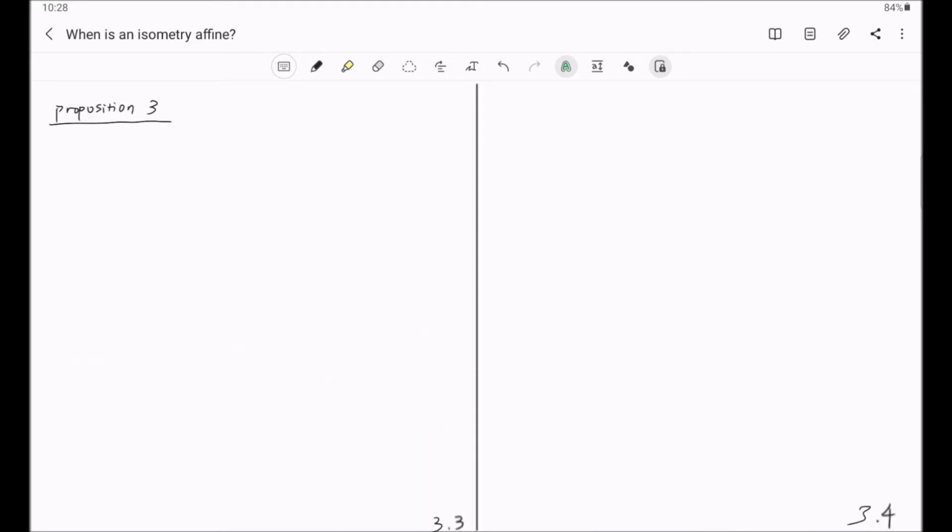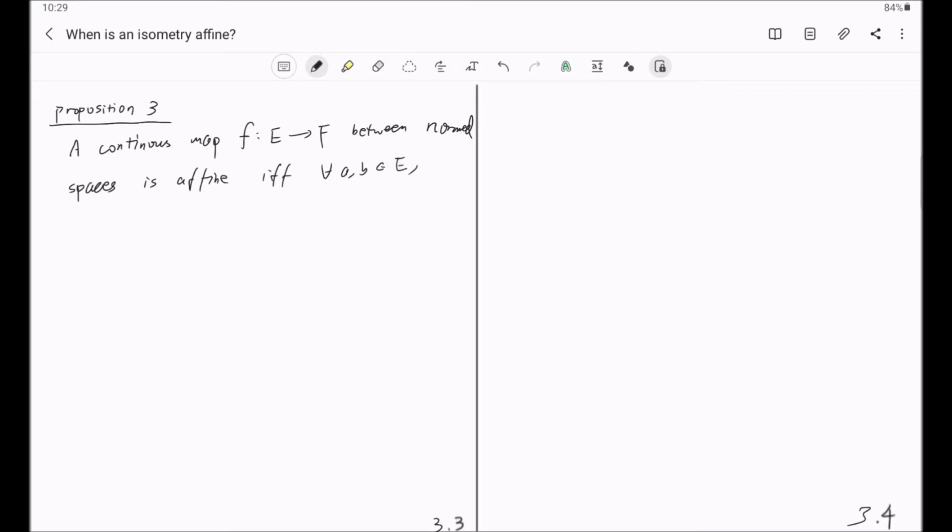So let me state this as our proposition 3. A continuous map f from E to F between normed spaces is affine if and only if for any A, B in E, f of (A plus B) divided by 2 is equal to (f of A plus f of B) divided by 2. And let's prove this.